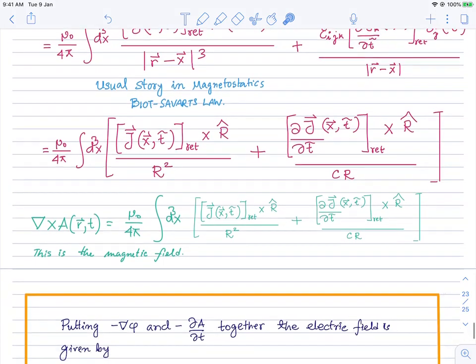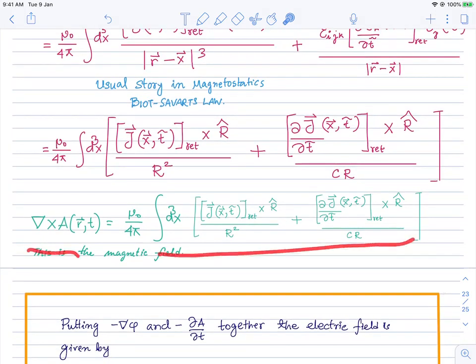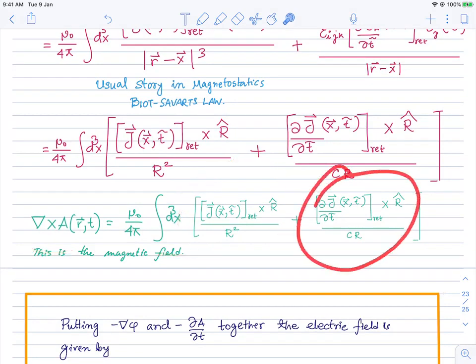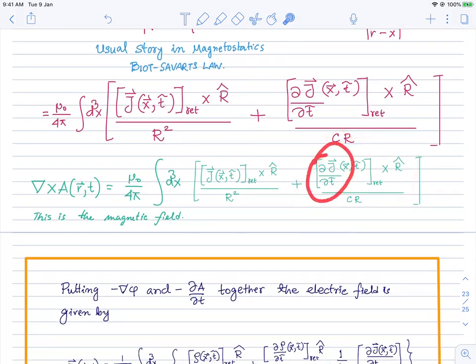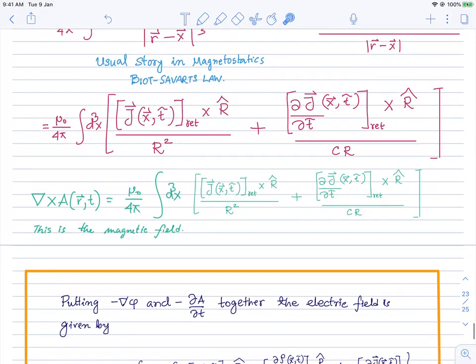So the curl of A, putting everything together, has two terms. This is the usual Biot-Savart's law, and this is a new term which depends on the time derivative of this J. Again, the time derivative is with respect to T tilde, but at the end, after doing the derivative, you have to set T tilde equal to T minus R by C, where that T is basically this T.